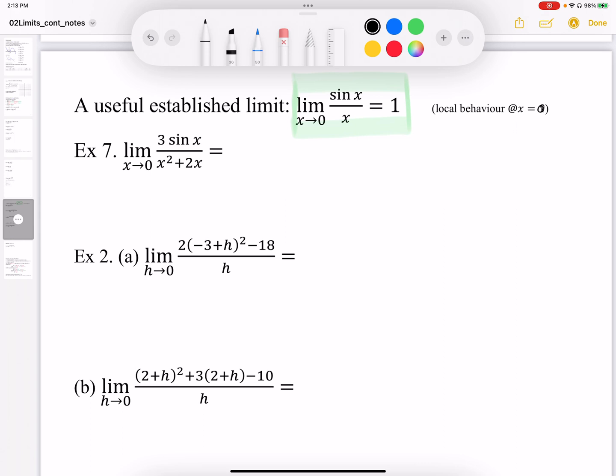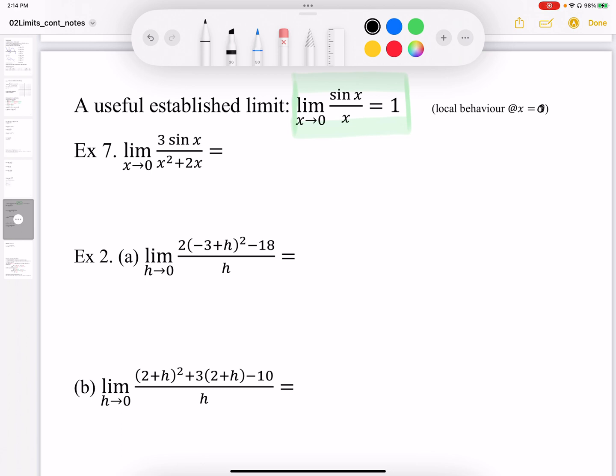And one of the really important established limits that we're going to use is this one here. The limit as x goes to 0 of sine x over x is equal to 1. Now that is going to be an identity, and we're going to use that now as an established limit. So we can use that established limit to evaluate limits like example 7.